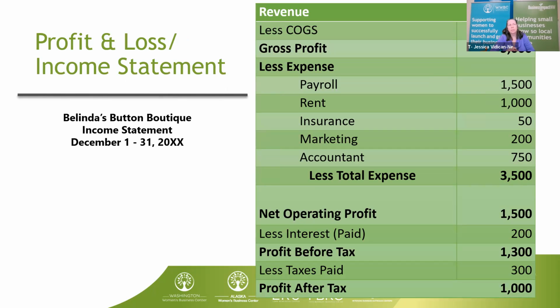So your revenue at the top line is $10,000. Your cost of goods was $5,000, and that gives you a gross profit of $5,000 in this example. From that $5,000 gross profit, you'll take out your overheads. In this case, we have payroll, rent, insurance, marketing, and your accountant for a total of $3,500. When you subtract those expenses from the gross profit, that leaves you with a net operating profit of $1,500.